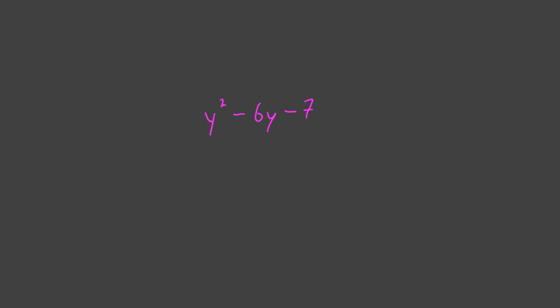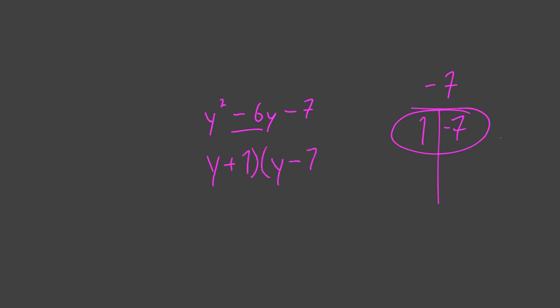y squared minus 6y minus 7. So again, negative 7. And there's only 1 and 7 as the only factors. This time we're adding to negative 6. So instead of a negative 1, we need to have a negative 7. Fair enough. y plus 1, y minus 7.